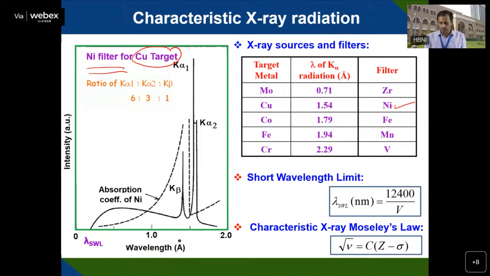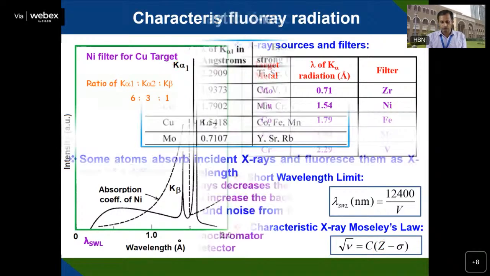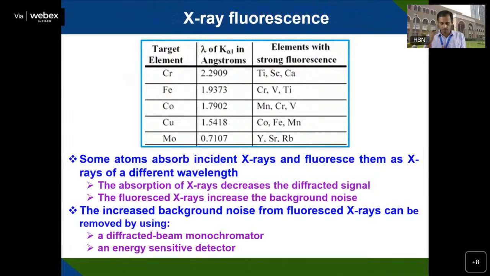The wavelength is generally 12,400 divided by the voltage we apply, in kilovolts. The X-ray production mainly depends upon Moseley's law, where the wavelength is governed by a constant times (Z minus sigma). So the Z, the characteristic of the material, decides which X-ray we can get. In addition to the characteristic X-ray, you are able to see some X-ray fluorescence.